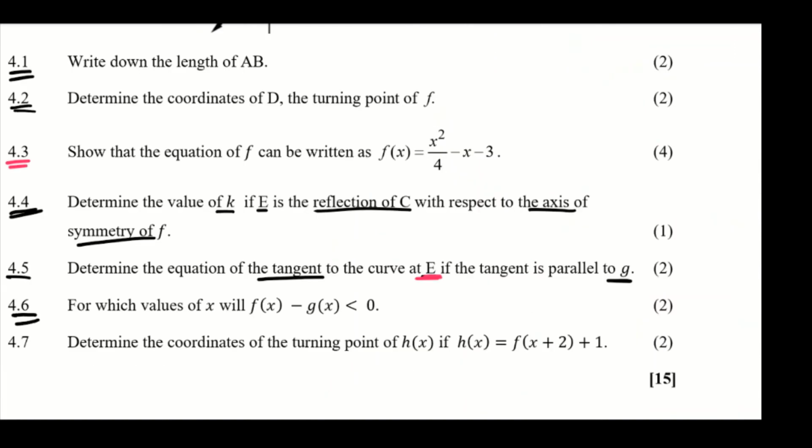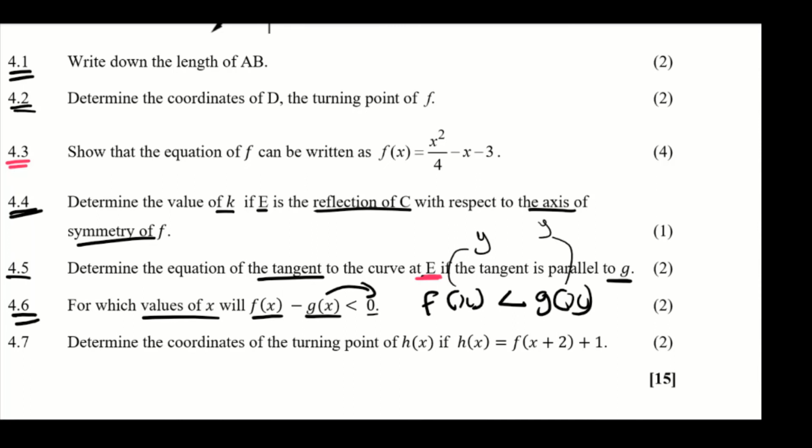Okay, now 4.6, we are asked to find the values of x such that f of x minus g of x is less than 0. Right, so we can just transpose the g of x to the other side and we'll have f of x is less than g of x. So always remember, when you talk of f of x, we're talking of the value of y. When you talk of g of x, we're talking of the value of y. So you're looking at the behavior of the value of y in the graph of f of x and the graph of g of x.